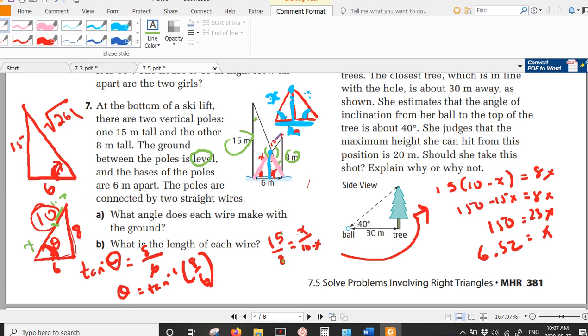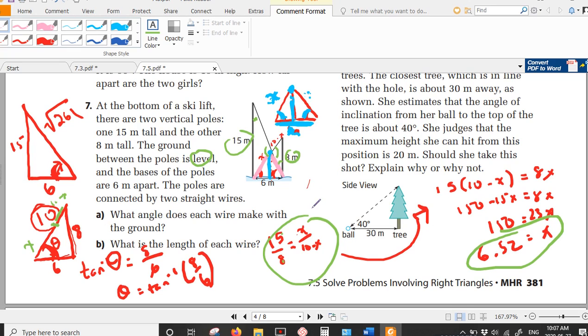Now why did I do that? Well, if I were to picture this triangle flipping over to here, so this line and these two lines will overlap, we'd have 15 over 8, and x will overlap with the 10 minus x. Once we have this equation, all I need to do is solve for x. So I cross multiply: 15 times 10 minus x equals 8 times x. Solve for x to get 6.52.